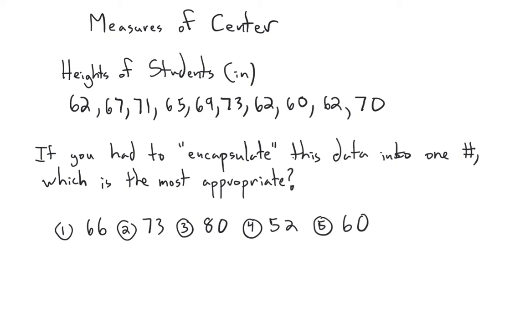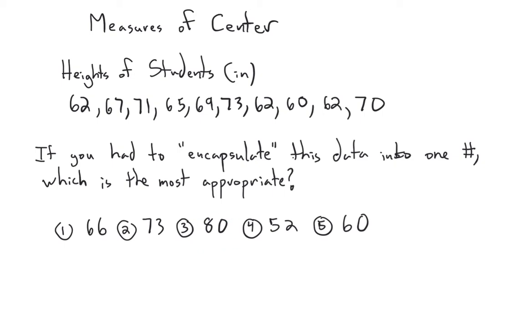Okay, now that you're back, I feel most people have chosen 66. And the reason is 66 tends to be somewhere in the middle of this data set. There are some numbers bigger than it, like 70 and 73. There's some numbers smaller than it, like 62 and 60. It's sort of in the middle.